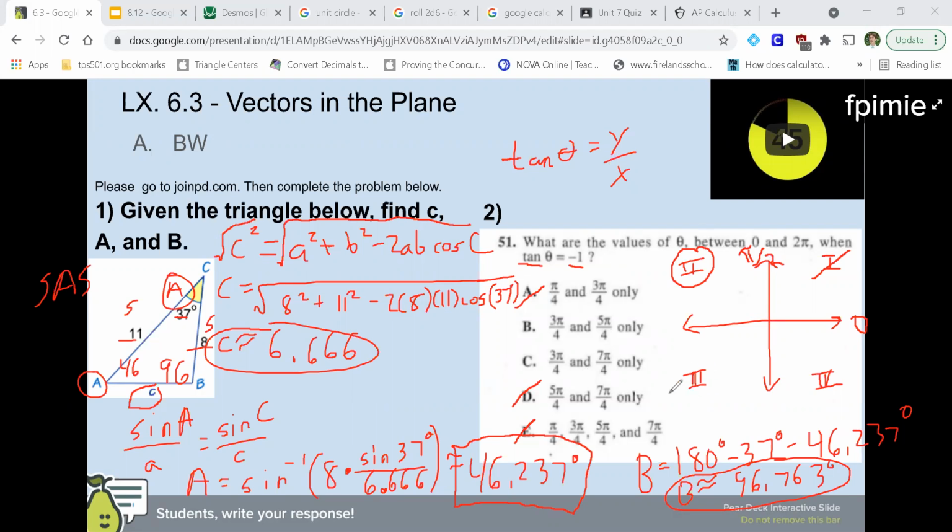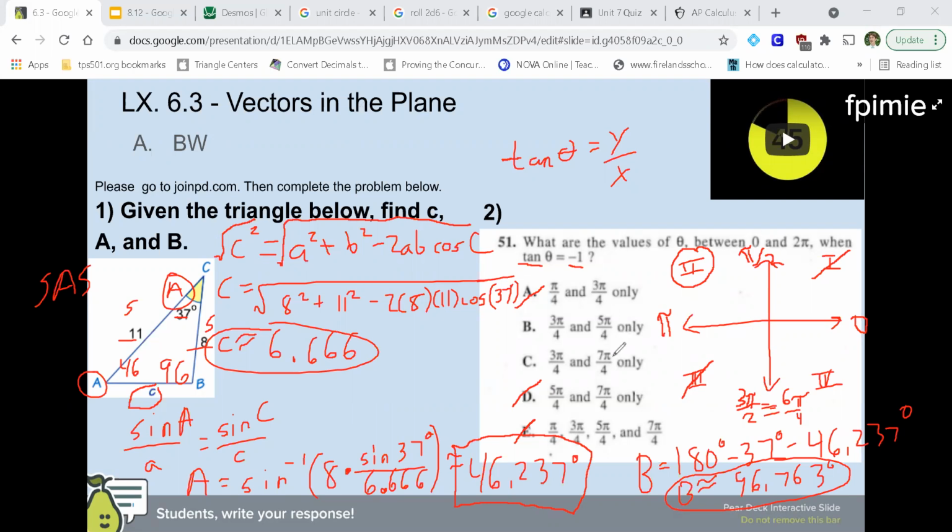Is tangent negative in quadrant 3? Y over X. Y is negative, X is negative. A negative divided by a negative is positive. So this can't be in here. So if this is pi, it's 3 pi over 2. Or if it'll help you, 6 pi over 4. Right, those are the same number.